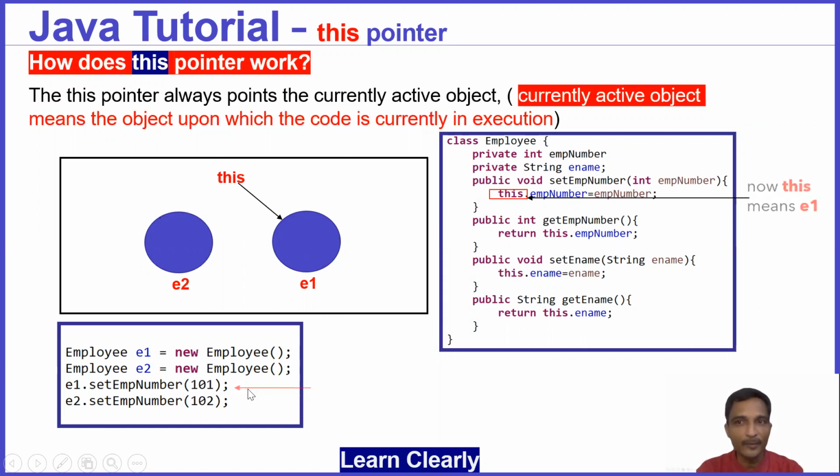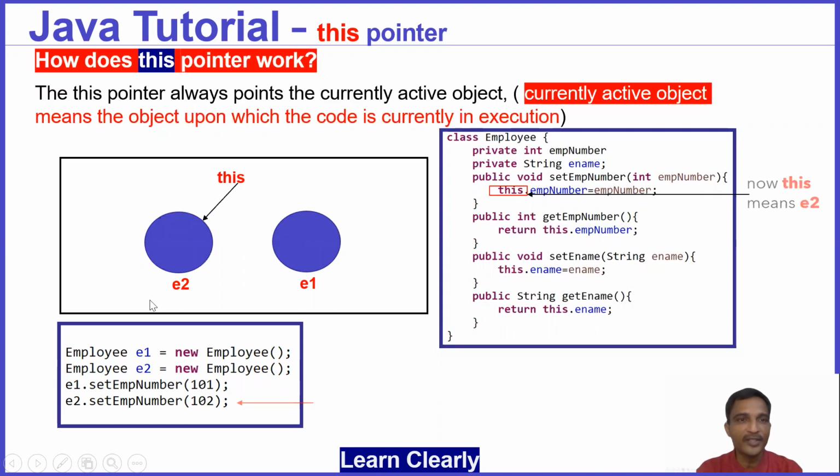And when this statement is completed, what happens? Currently active object is E2, and then here the THIS is now E2. That means within the same code, this THIS is sometimes E1 and sometimes E2. So that is the meaning of the currently active object and the meaning of the this pointer.